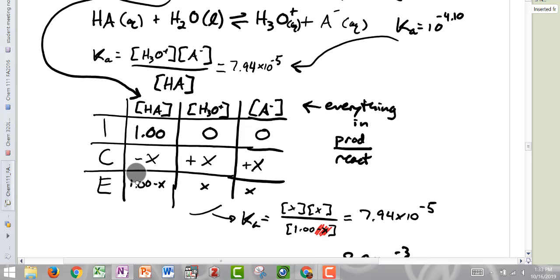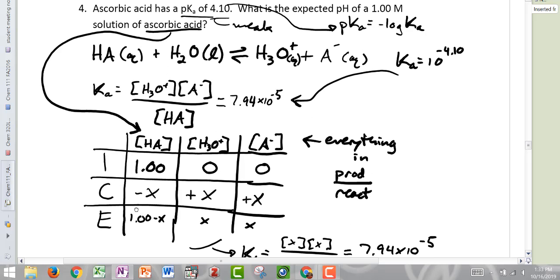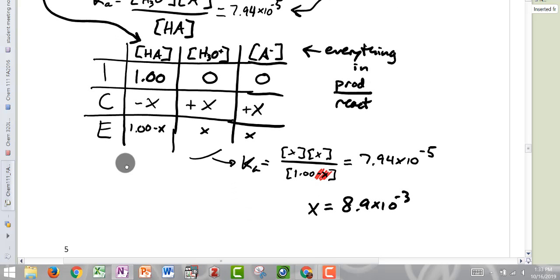Equilibrium row of the ice table, but now I have to go back and check the concentration of which chemical. Which one do I care about here? Well, what did I want? I made so many bad jokes I lost track of what I wanted. I wanted the expected pH. So that means I care about H3O plus. Good thing that is X. Okay, good. So that's molar of H3O plus.